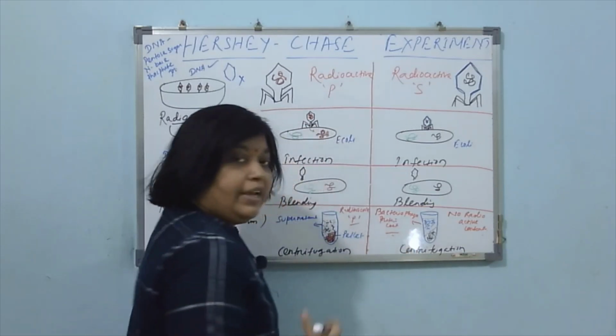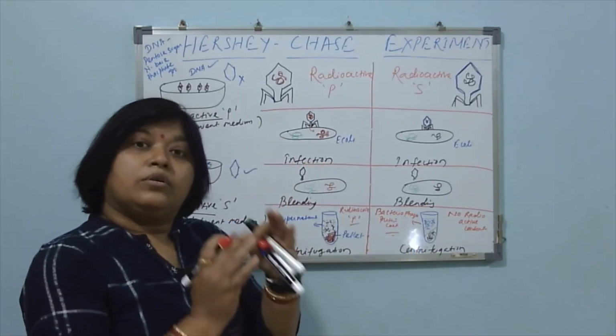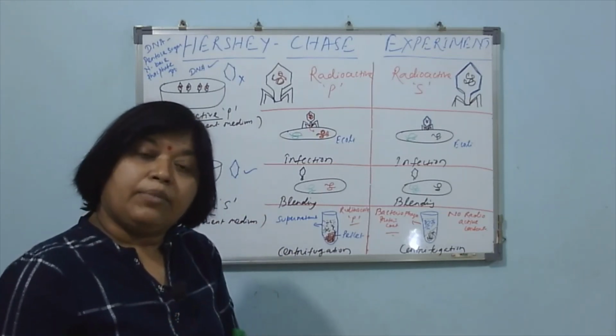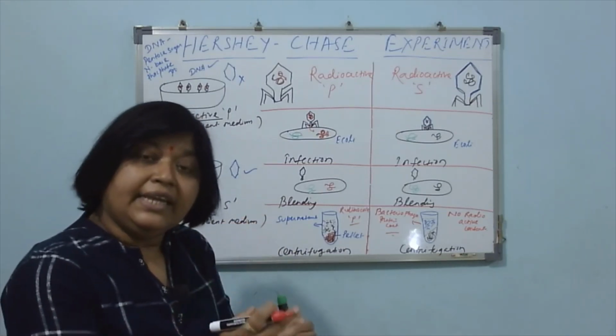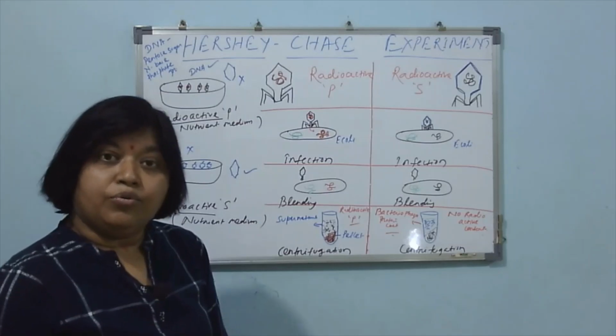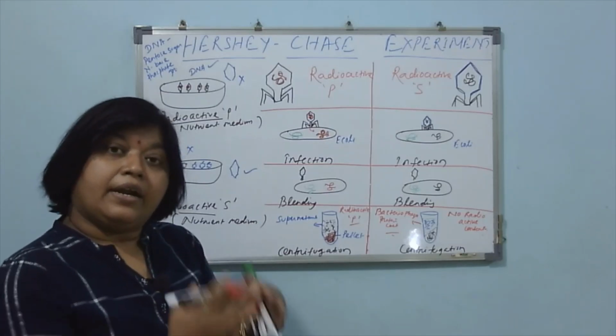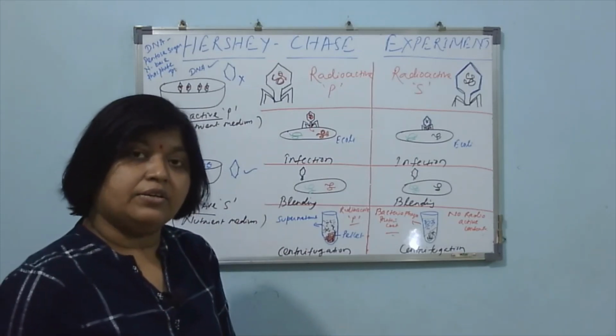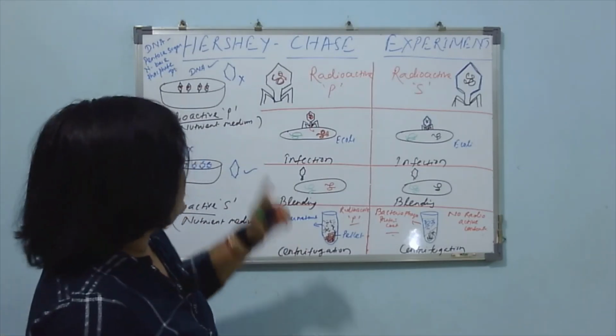So, they concluded that protein is not the genetical material, DNA is the genetical material which is getting transferred from one generation to the next generation. This is all about the Hershey-Chase experiment.